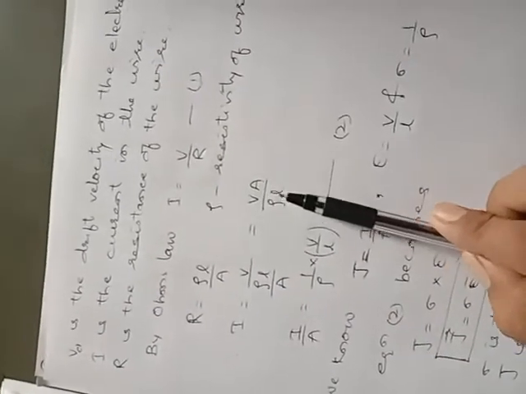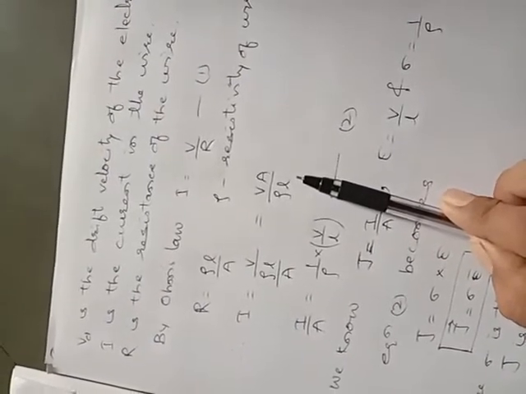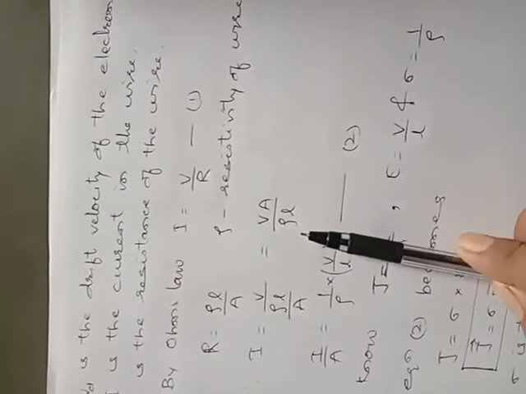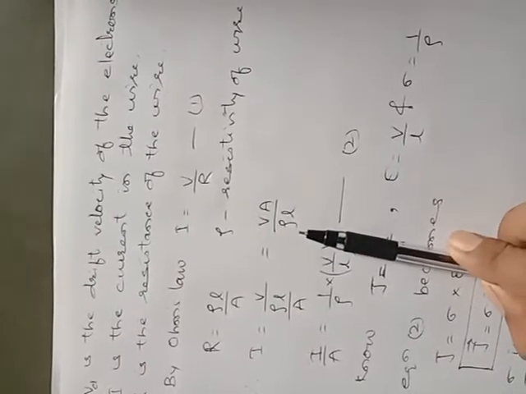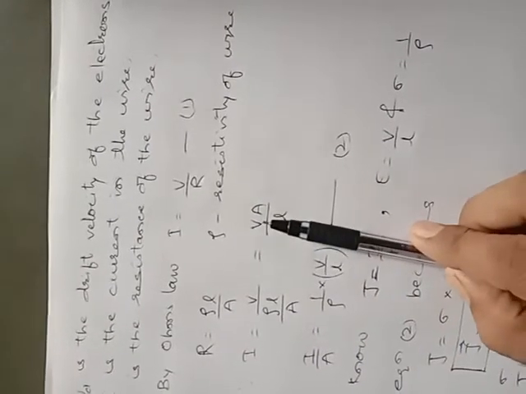So we will get V by A divided by rho into L. So when V by A is equal to rho by L. So rho here is what? Resistivity, already we know. Now what you have to do? We have to rearrange the terms.